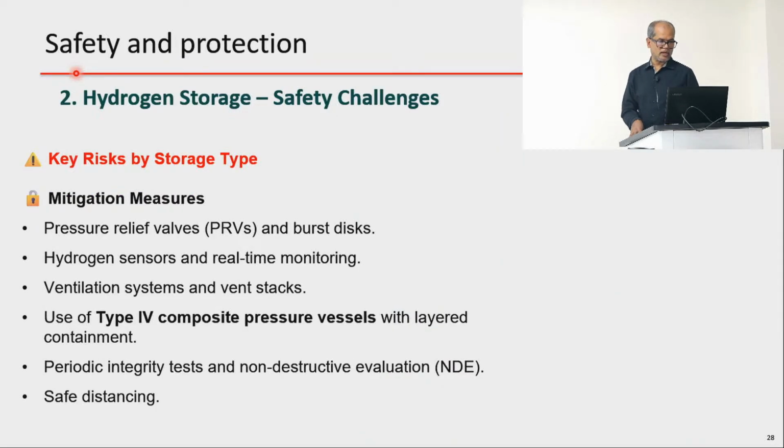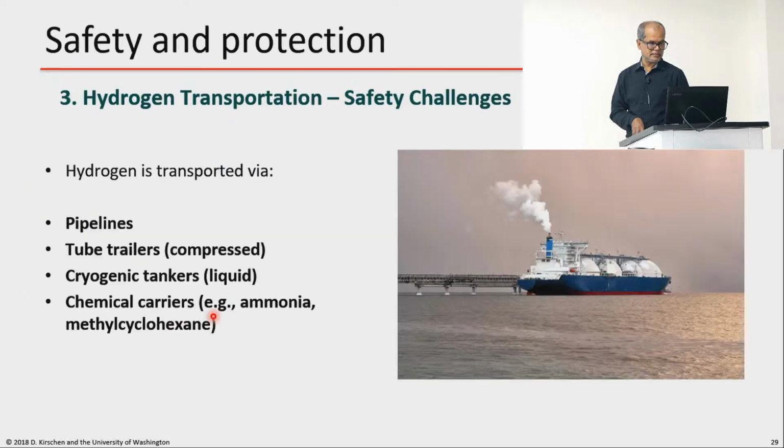Even for storage there are some mitigation measures that we can take, like pressure relief valves, hydrogen sensors with real time monitoring, ventilation systems, vent stacks, and mostly type 4 composite pressure vessels with layered containment that give a better safety level. We also need to do periodic tests, and we should maintain a safe distance as well.